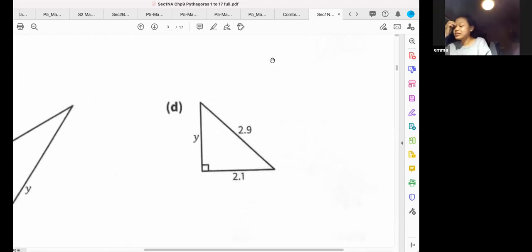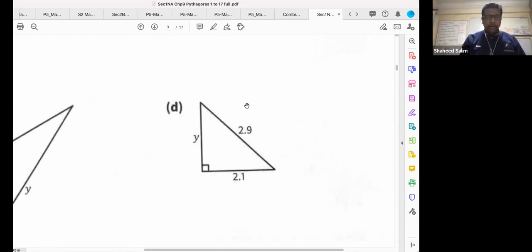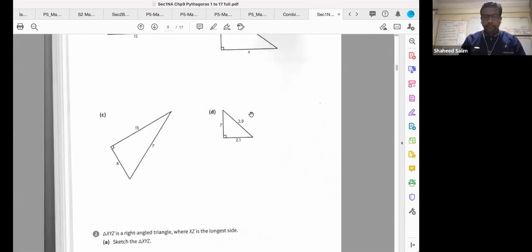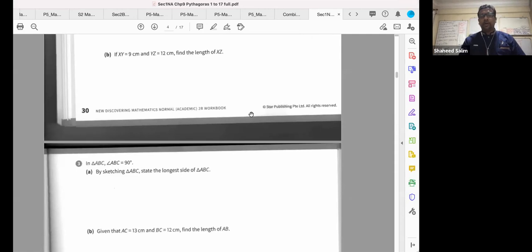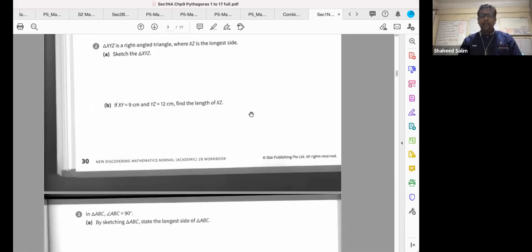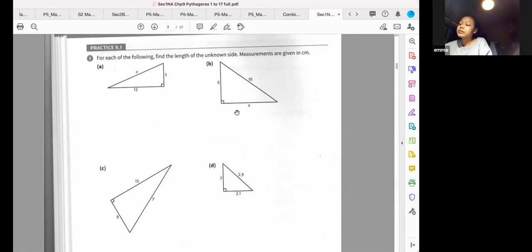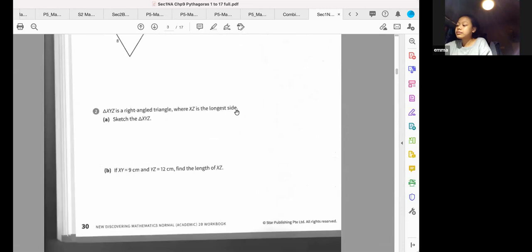So decimal. Okay. 2. Okay, well done. So that means you are okay with that. What is the requirement for Pythagoras theorem? Can it be used for all triangles? No. Only for right angle triangles. Okay, well done.